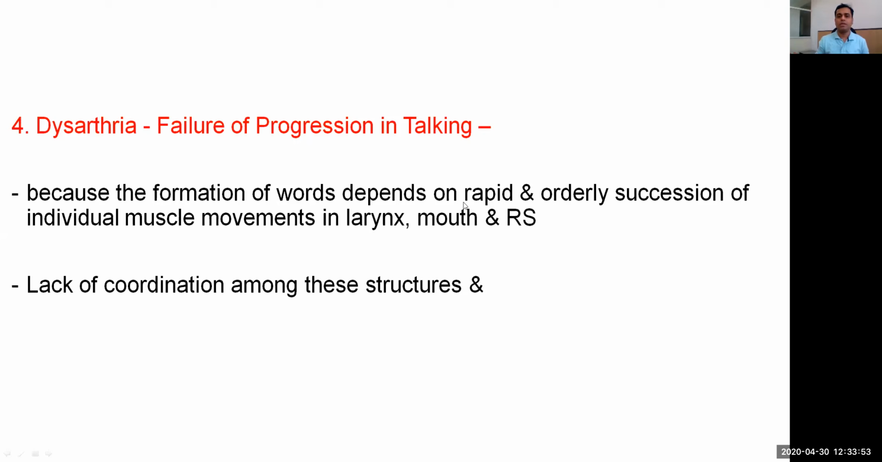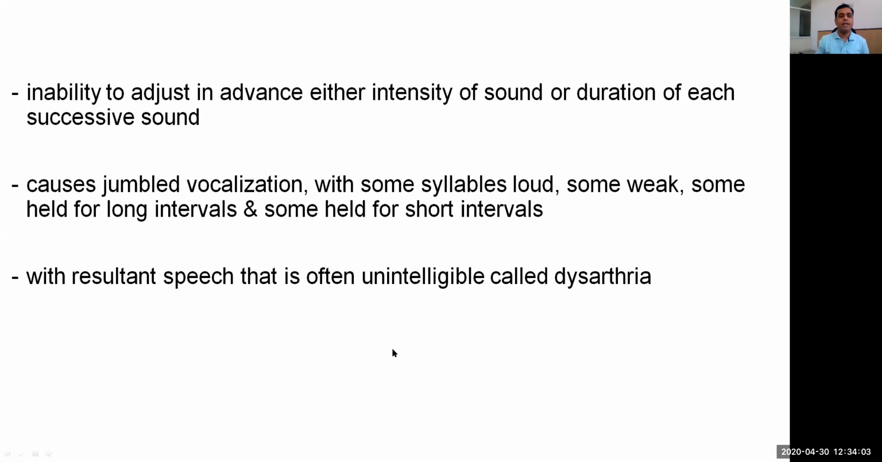These are the three. Failure of progression in talking: the formation of words depends on rapid and orderly succession of the individual muscle movements in the larynx, mouth, and respiratory system. Lack of coordination among all these structures and inability to adjust in advance either the intensity of sound or the duration of its successive sounds causes jumbled vocalization, with some syllables coming loudly, some weakly, some held for a longer interval, and some held for a short one, which results in speech that is often unintelligible. This type of speech is labeled as dysarthria.